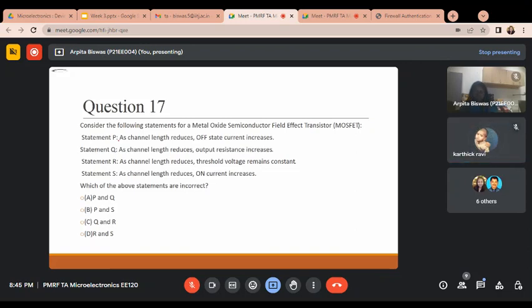P and R. Can you explain a little bit? Actually, the output resistance RO is equal to 1 by lambda ID. Lambda is related to channel length. So statement Q is correct, madam. If the channel length reduces, output resistance will increase. Yeah, that's fine, madam. Statement Q is correct.